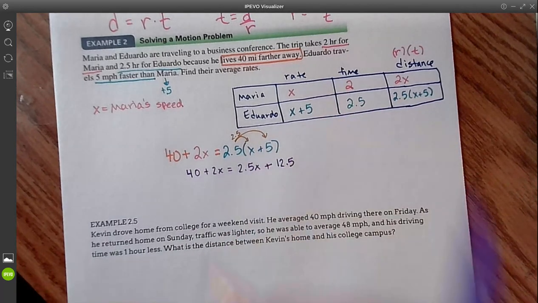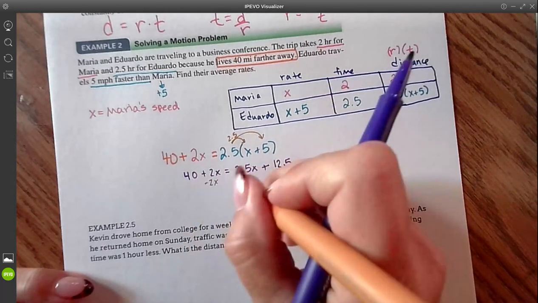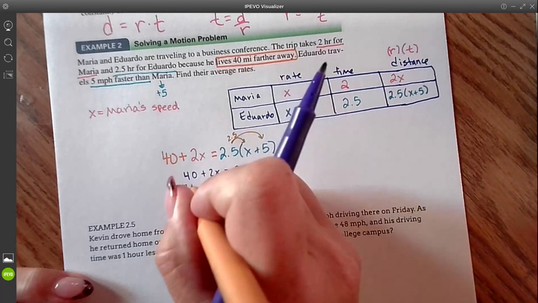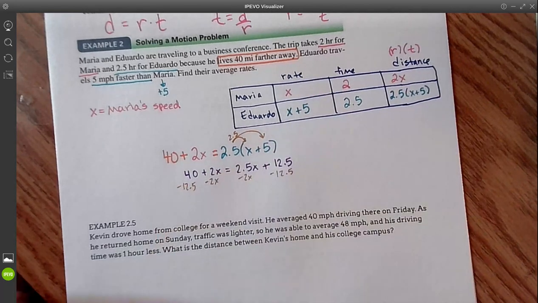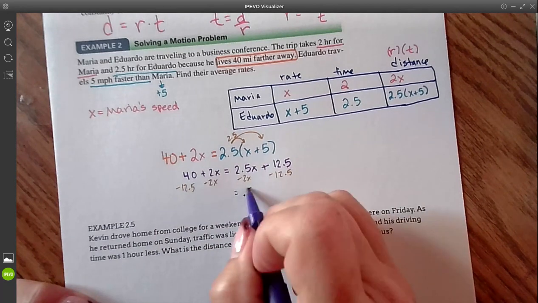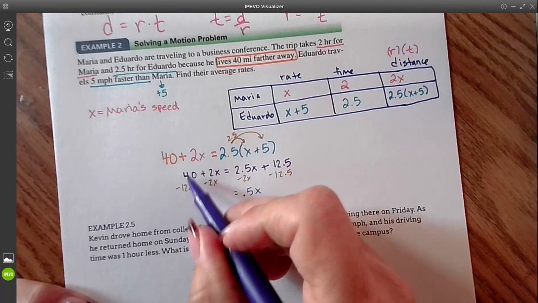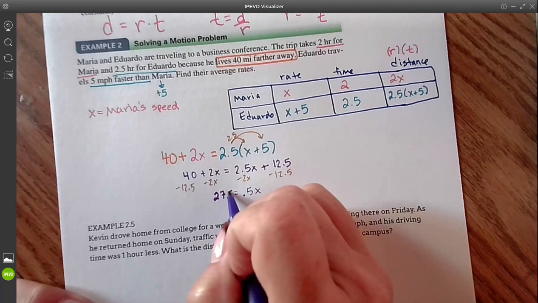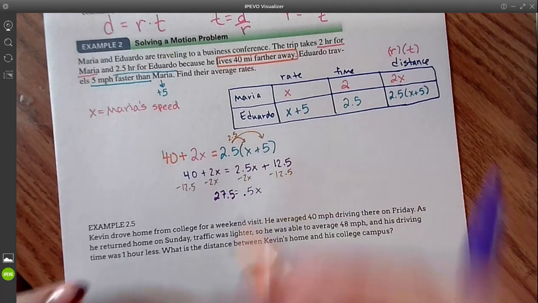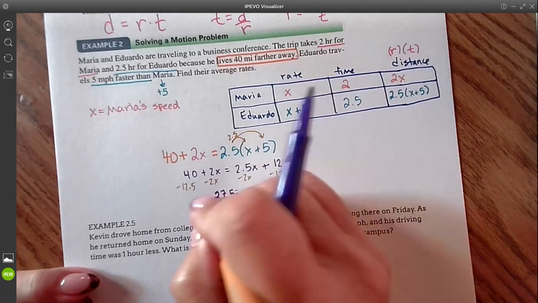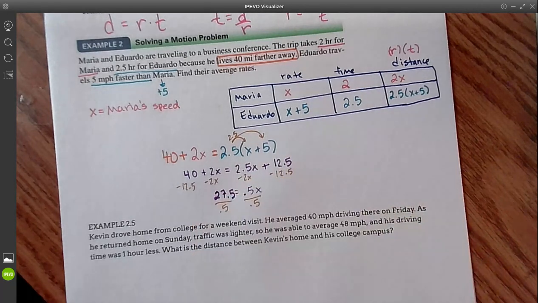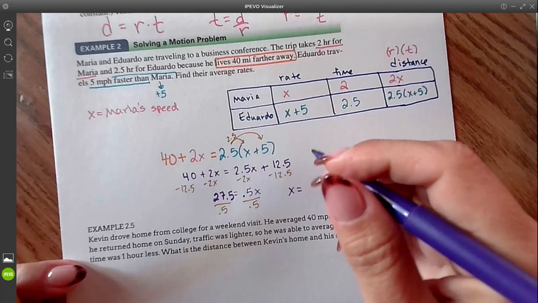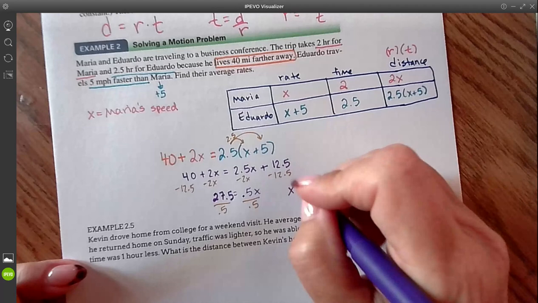And then just solve this equation. So I'll subtract 2x from both sides, subtract 12.5 from both sides, and then I get 0.5x equals 27.5. And then divide both sides by 0.5, which is going to give me x equals 55.